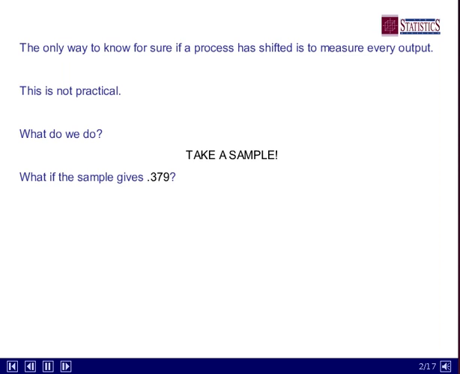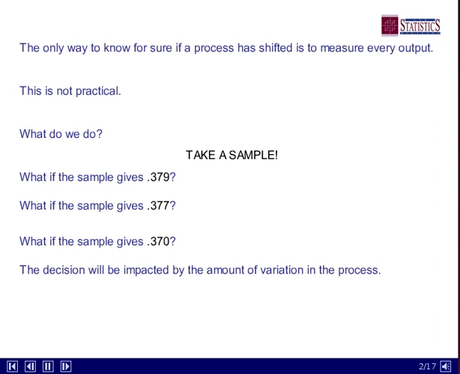Let's suppose that the sample gives a mean of 0.379. Remember that the target is 0.380. We might feel comfortable with 0.379, saying, yeah, it seems close enough to 0.380 that everything is probably okay with the process. But what if that is now a little lower, 0.377? We're going lower here because our focus is that the pen barrel diameters are too small. Well, maybe. What about 0.370? Well, that's starting to get a little bit far.